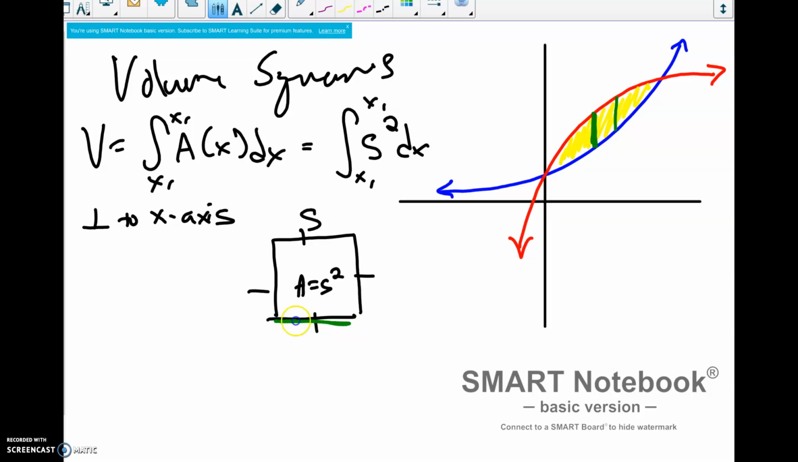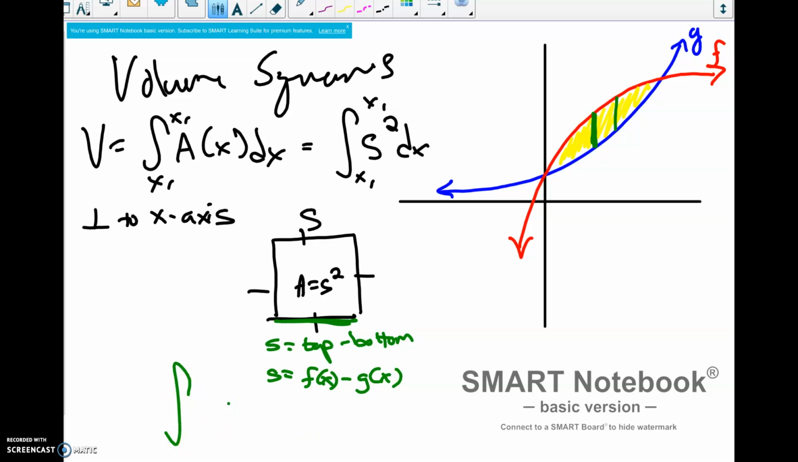All right, so this would be defined as top minus bottom. So S is equal to top minus bottom. And let me label these: the red one is f and the blue one is g. So that means that S is equal to f of x minus g of x in this scenario. So then my volume is the integral of f of x minus g of x squared, because it's side squared, dx from x1 to x2.